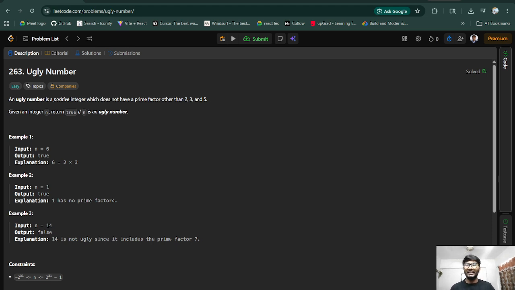Okay, so the simplest logic which we are going to use here is that we repeatedly divide the number by 2, 3 and 5 as long as it is divisible, and at the end if the number becomes 1, then it is an ugly number, otherwise it is not an ugly number. So let's see the code for it.